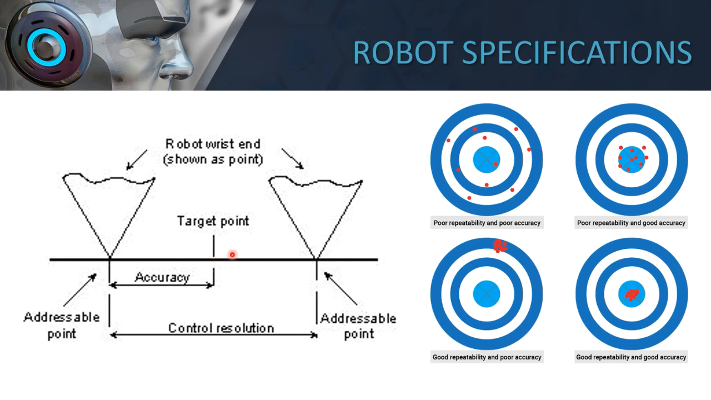Again, there are different types of accuracy. First one is poor accuracy. Your target is at the center, but you are reaching somewhere around the target, not exactly near the target. That is when you call it poor accuracy. Good accuracy: your target is at the center and you are able to reach near the target, then you say it is good accuracy.